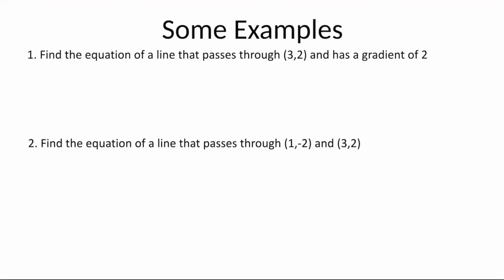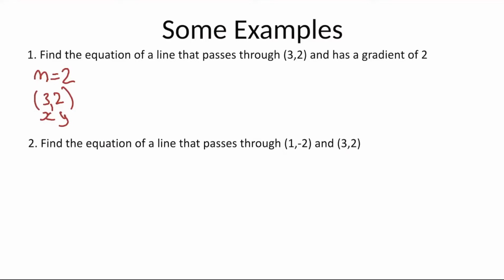And to finish off, we'll just do a couple of examples of questions that you might find in the book. All right, question number 1. Find the equation of a line that passes through 3, 2 and has a gradient of 2. So first thing you do, obviously, is write down what you know. Well, you know the gradient already, so that's m equals 2. And it goes through the point 3, 2. So your 3 is your x value, and the 2 is your y value.